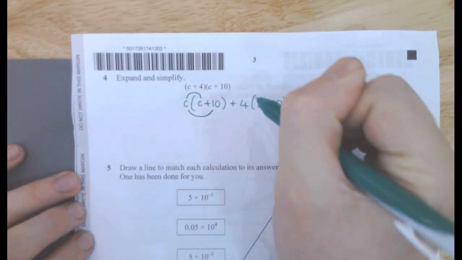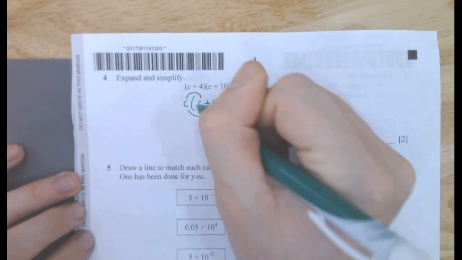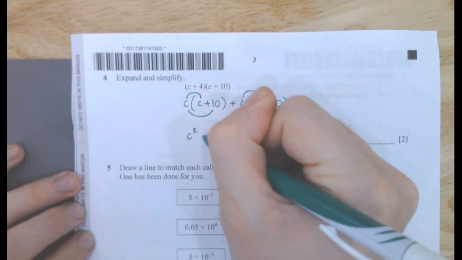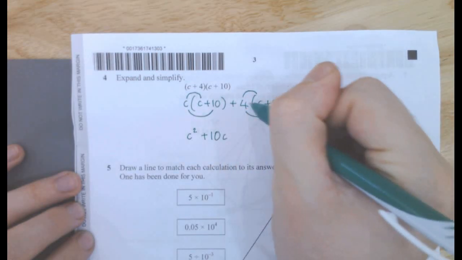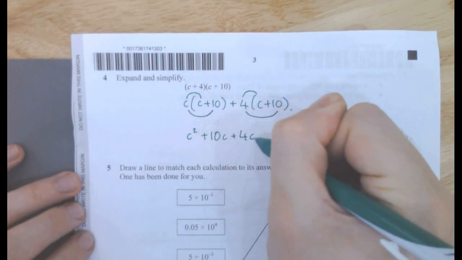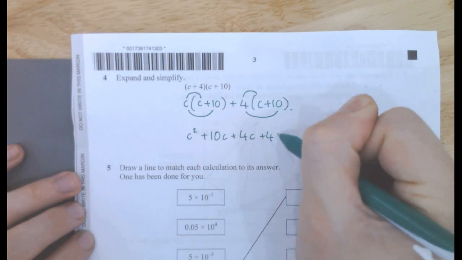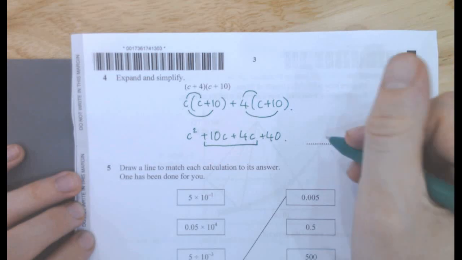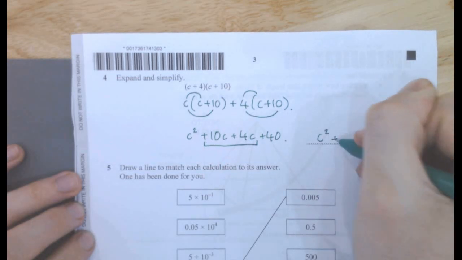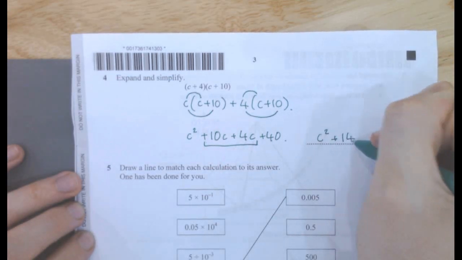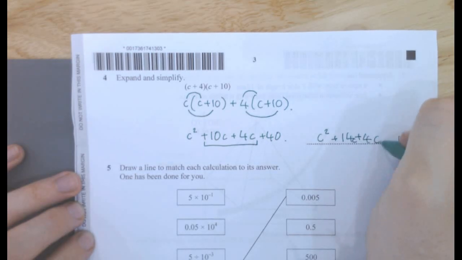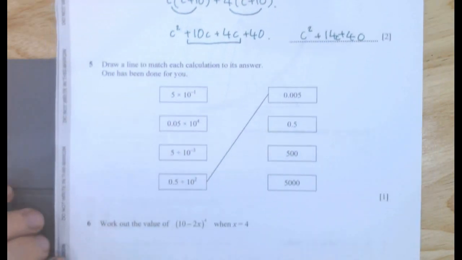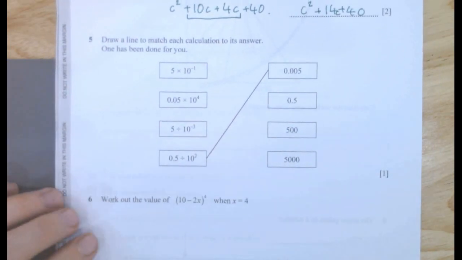Now, we're going to do a multiplication here and a multiplication here. So this will be C times C. C times C is called C squared. C times 10 is plus 10C. 4 times C would be plus 4C. And 4 times 10 would be 40. These, the 10C and the 4C, they add up to 14C. So you get C squared plus 14C plus 40. Okay, nice and simple.